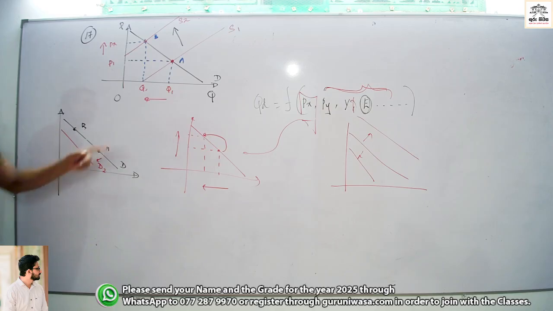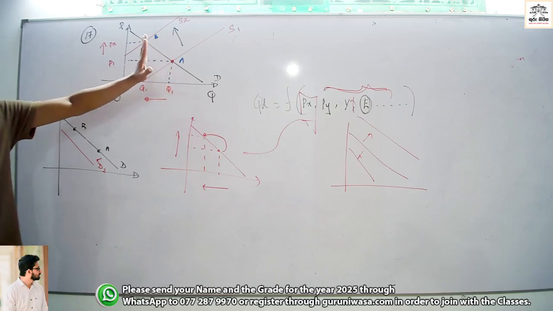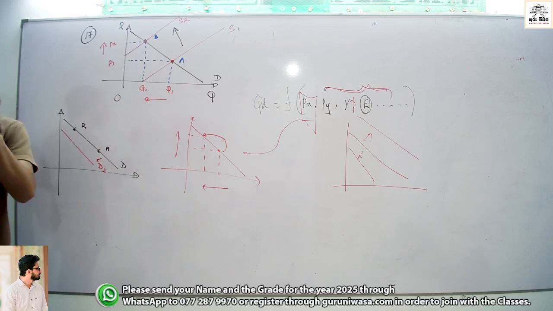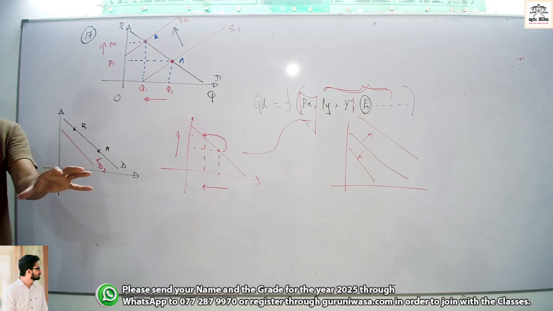Yes, sir. So remember, point A is moving towards point B for only one reason. What is the reason? If the supply curve shifts to the left side, right? Here you need to choose the answer affecting the supply curve to shift to the left side. Do you get the point? Not the demand curve, not anything else.